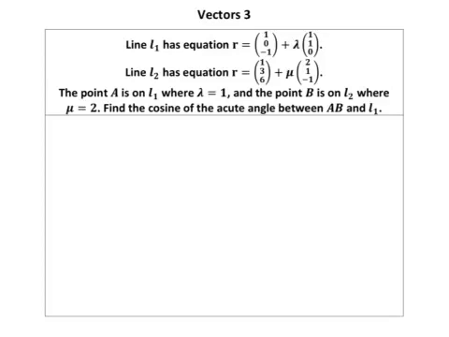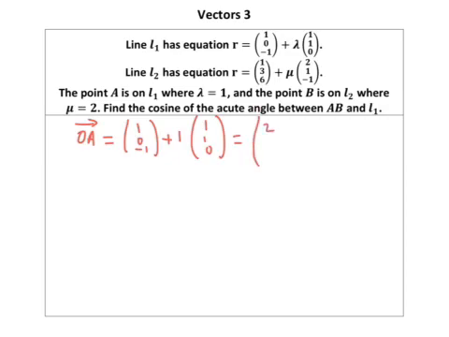Okay, we've got a vectors question here, and it says line 1 has the equation given, line 2 has the equation given. Point A is on L1 when lambda equals 1, so OA therefore is going to be 1, 0, minus 1 plus 1 lot of 1, 1, 0, which equals 2, 1, minus 1.